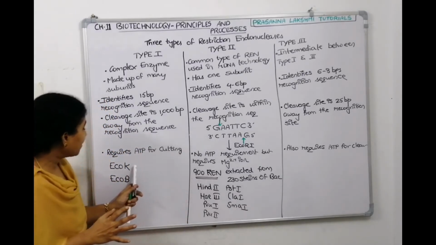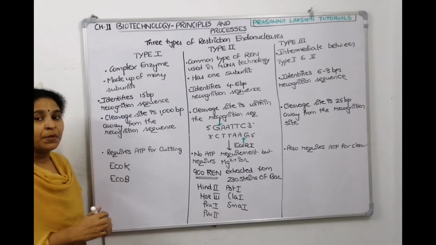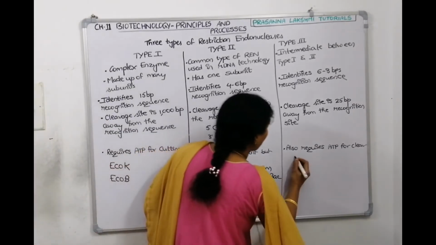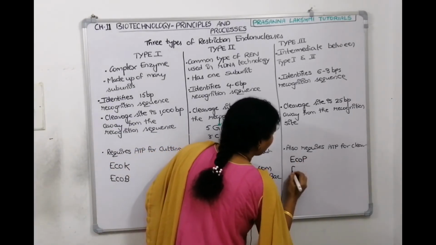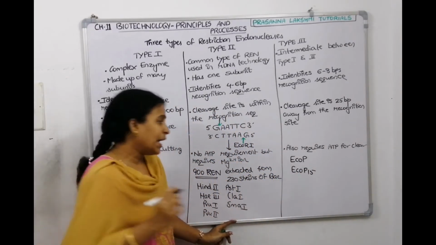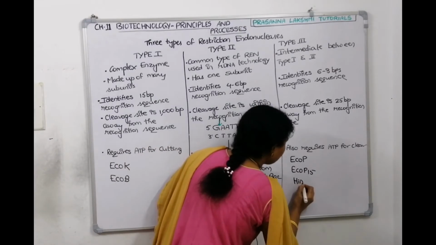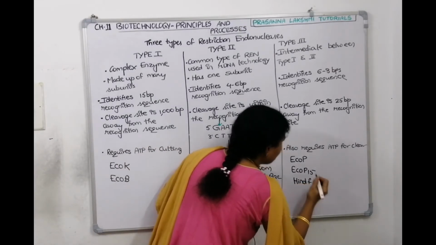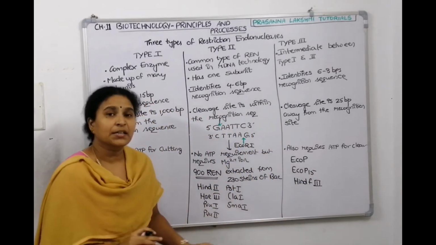Type 1, I have given two examples, EcoK and EcoB. For type 3, it is EcoP1, EcoP15 and HindIII. These are the examples of type 3 restriction enzymes.